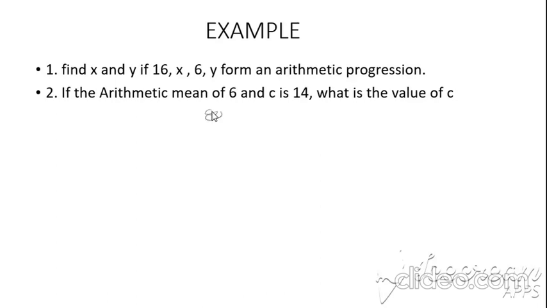So let me do solutions here. Then question 1. So the sequence is like this: 16, we're having x here, and then 6, and then y this side. So for us to find y, we must first find the value of x. And then this x you are seeing here, it's in between 16 and 6. In other words, this is the arithmetic mean.